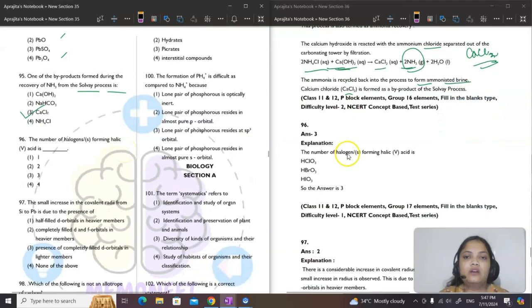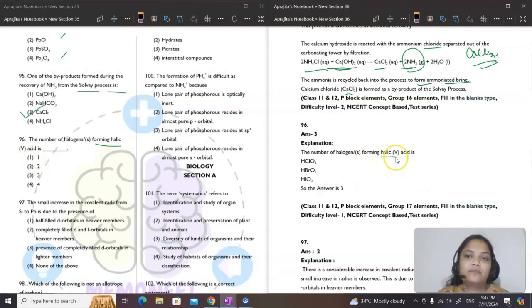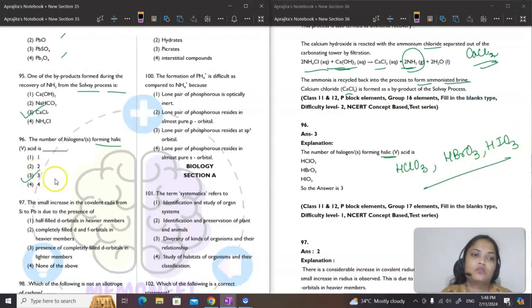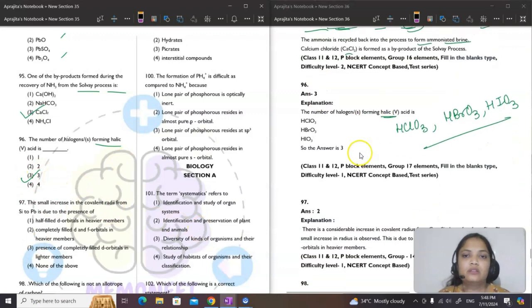Okay, now next is the number of halogens forming halic 5 acid is. So you can see that the halogens that can form are chlorine, bromine and iodine. So it means 3 halogens can form this. So the answer is option number 3.